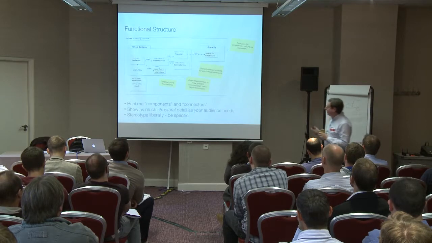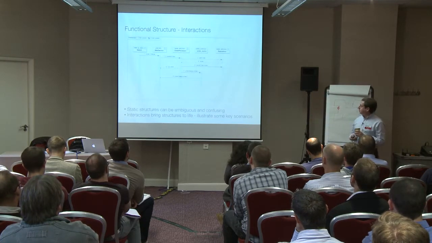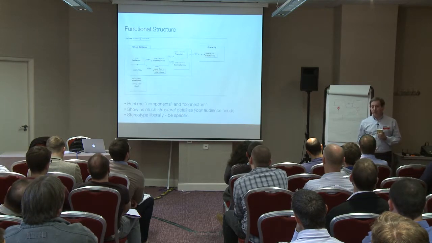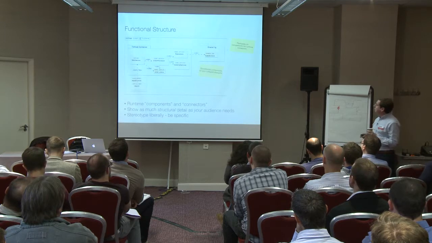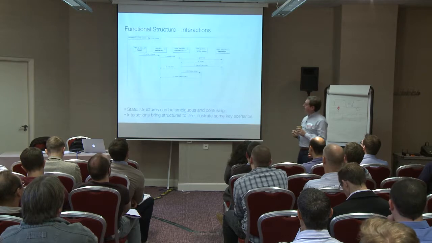Maybe I should start using my own annotations. Once you've got a functional structure, like this one, the problem is that you can't actually tell how the bits work together in order to achieve a meaningful goal. So that's when, now I wish I hadn't done the animation, that's when the interaction diagram is useful.